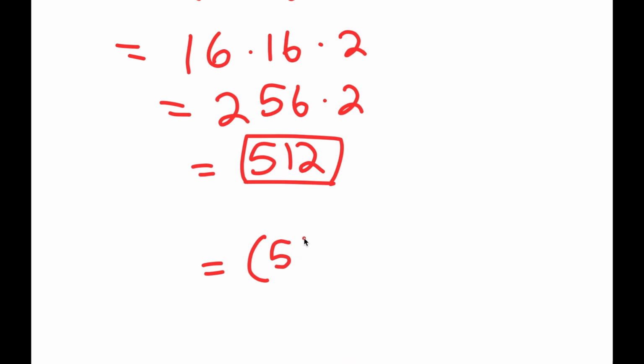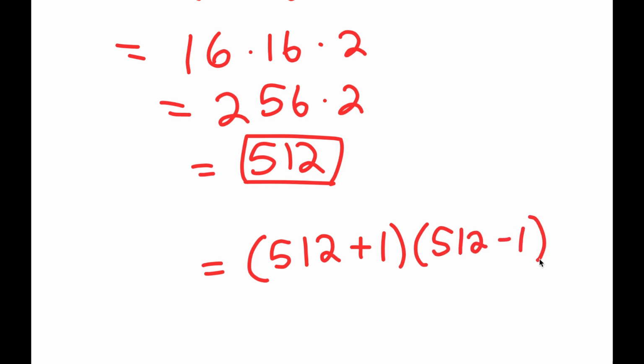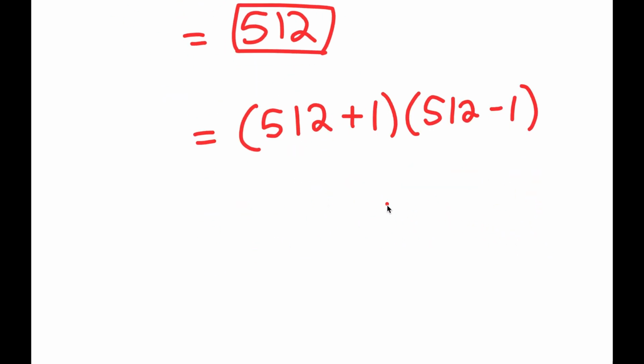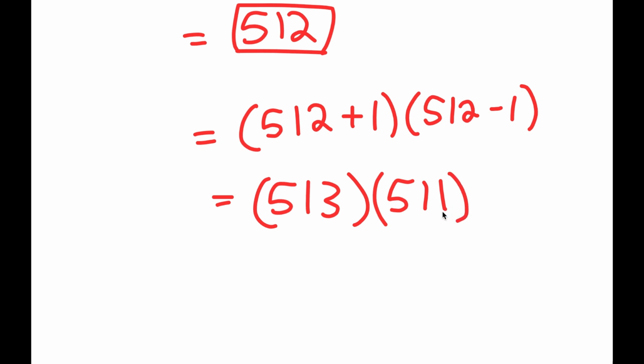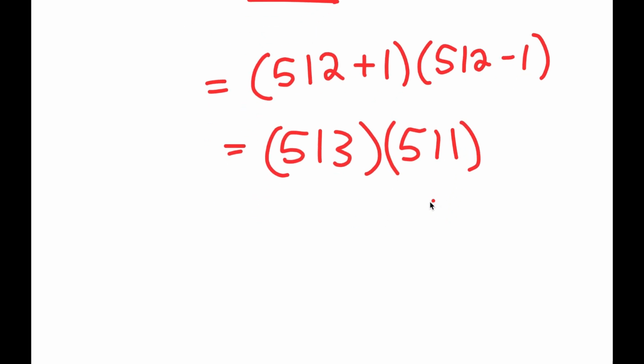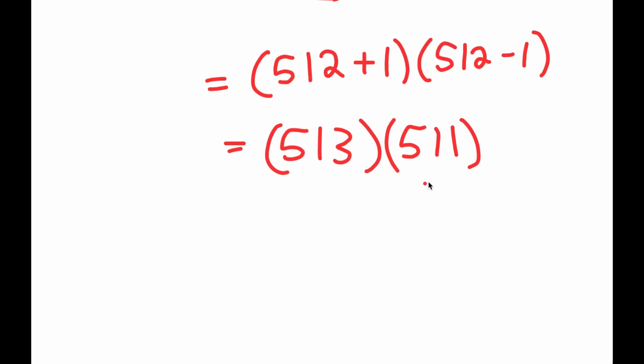So now if I substitute in 512 for 2 to the power of 9, I get 512 plus 1 times 512 minus 1. So what's 512 plus 1? That's 513. And 512 minus 1 is 511. So I get 513 times 511.